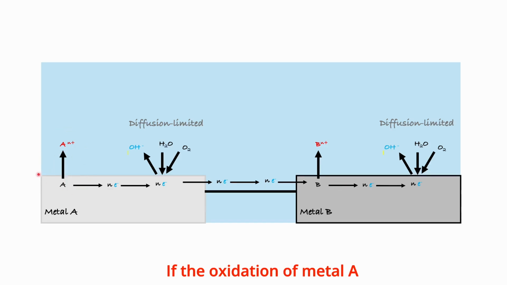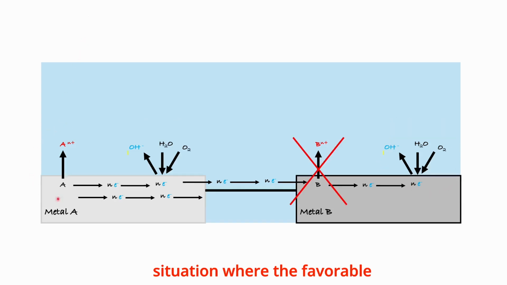If the oxidation of metal A occurs much more readily than that of metal B, metal A may generate electrons rapidly enough to consume all the oxygen reaching the surfaces of both metal A and B. We could even encounter a situation where the favorable oxidation of metal A produces sufficient electrons to reduce all the oxygen arriving at both surfaces. In this case, the oxidation of metal B could cease entirely because the electrons produced by its oxidation are no longer required for the cathodic reactions.